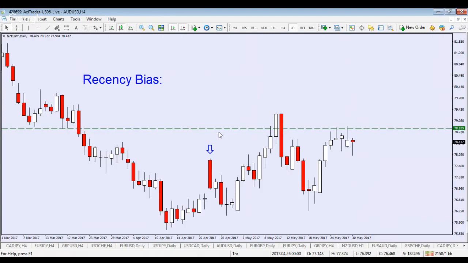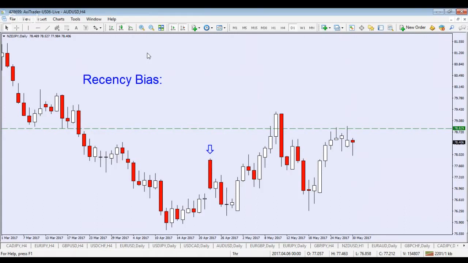The recency bias is when, does anybody know what it is, by the way? And any comments on that? Just curious. What is the recency bias? Recency bias is when you are overweighting the recent moves. As a trader, it's the recent moves or the recent trades that you've taken.